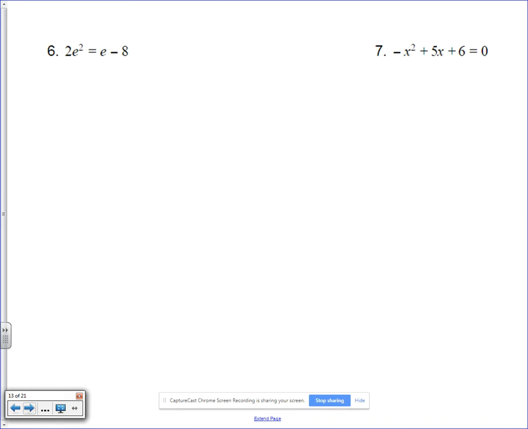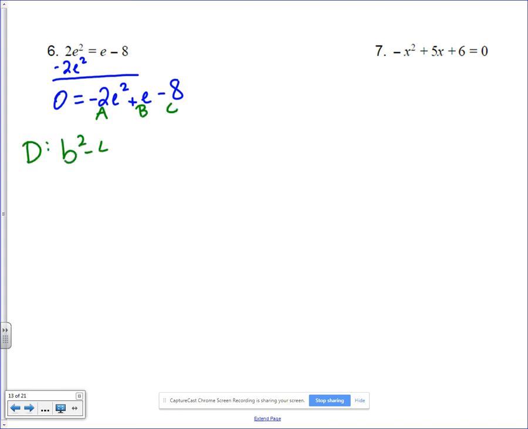So, in number 6, is it in the right order? What are you going to do? Subtract the 2e squared. We can do that. So 0 equals, what's the new equation? Perfect. So, what's the B? What's the A? What's the C? Okay. You guys are going to like this one.